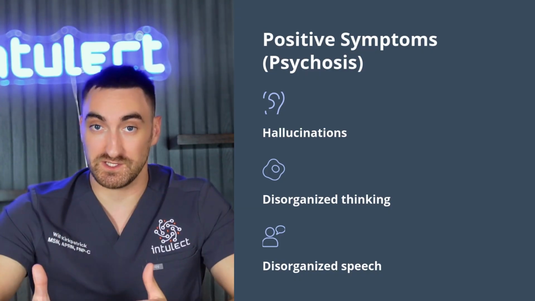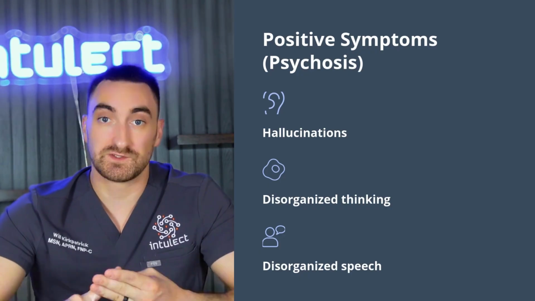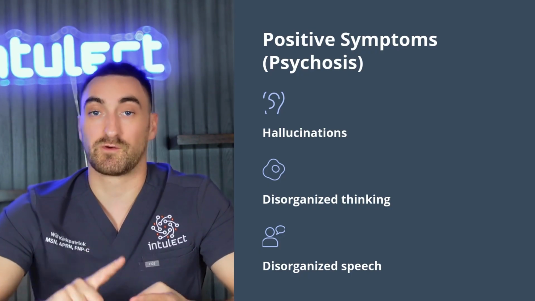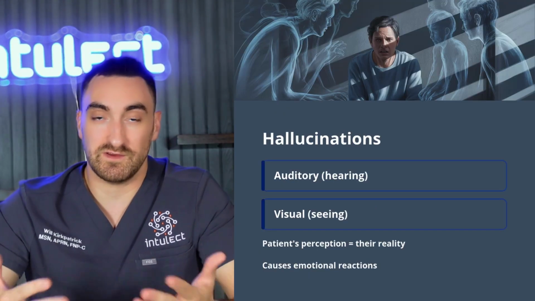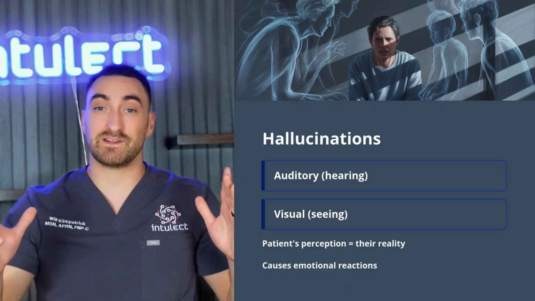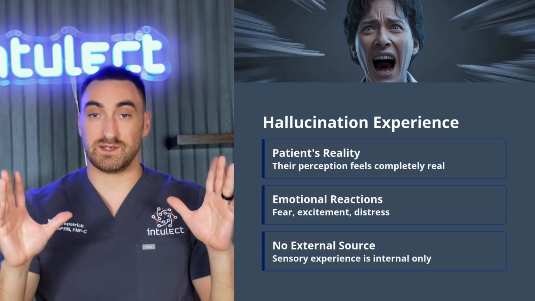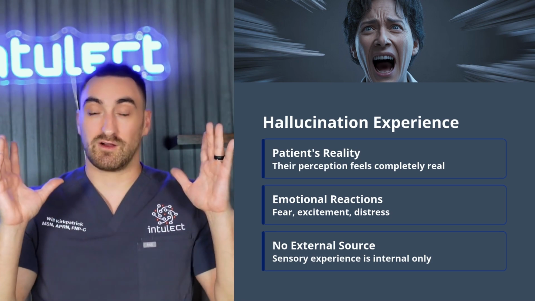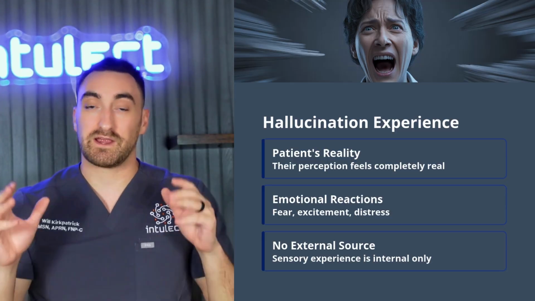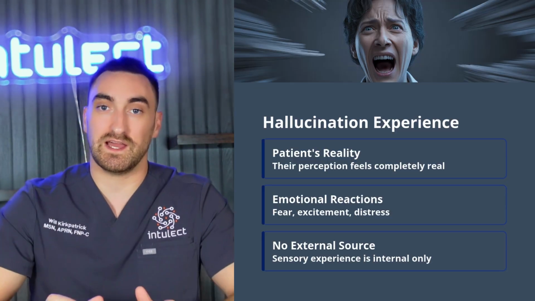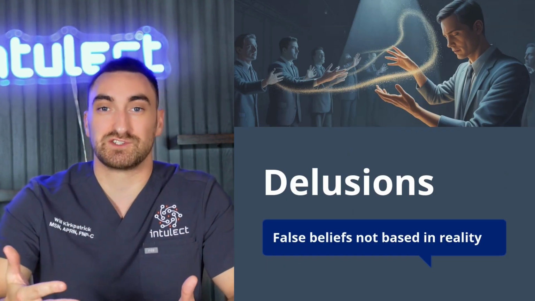So your psychosis. Those are things such as hallucinations, delusions, disorganized thinking, or even disorganized speech. Hallucinations could be auditory, it could be visual, meaning they are seeing things or hearing things that aren't actually there. So in their reality, their perception, they are seeing something, and it may cause fear, it may cause excitement, it could be any sort of emotional reaction, but they are seeing or hearing or feeling something that is not actually there. And then there's delusions, where they believe something that is not factually true.